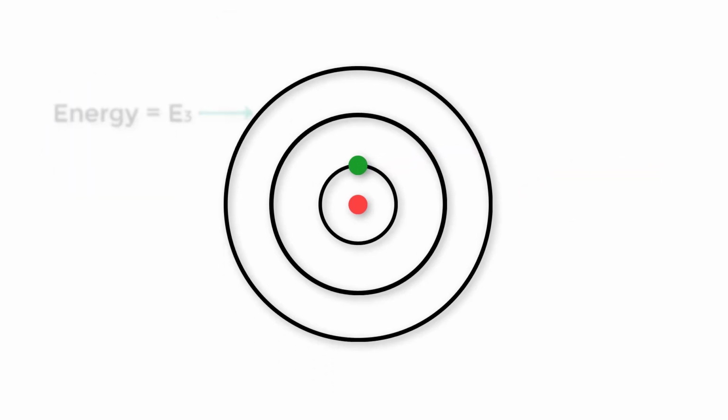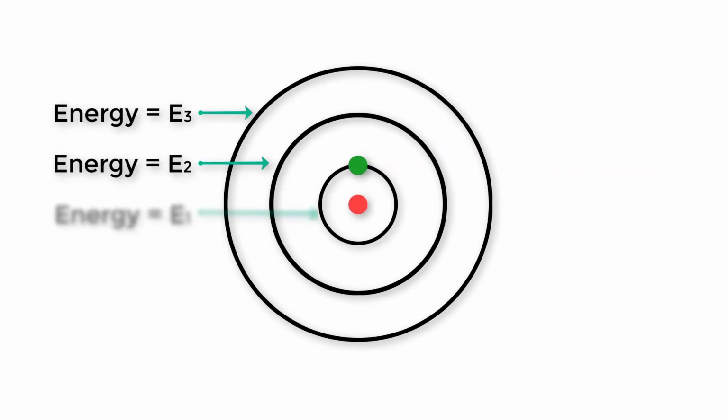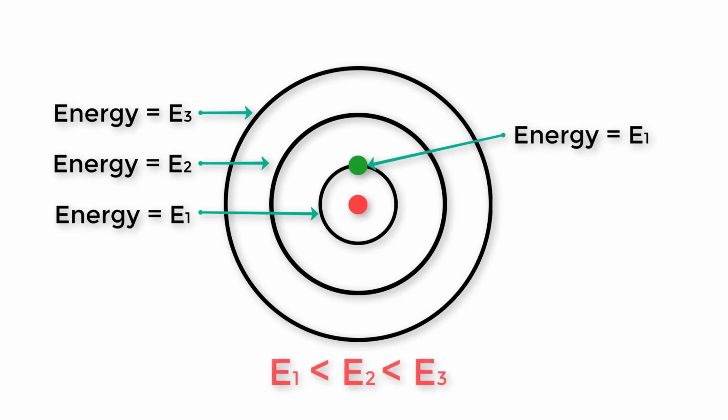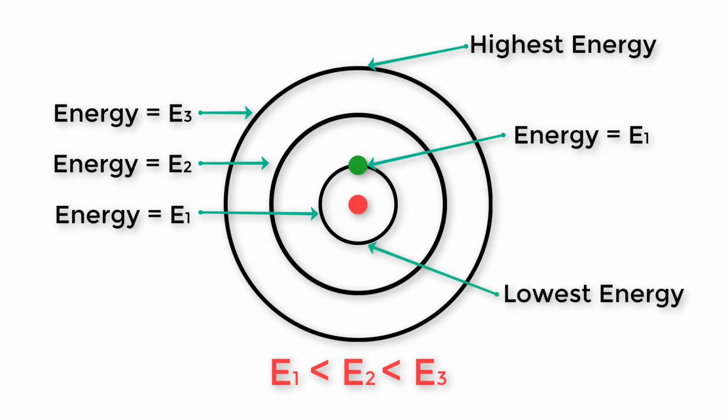Each orbit has a fixed amount of energy associated with it. The electrons moving in a particular orbit possess the energy of that orbit. The larger the orbit, the greater is its energy. It becomes clear that outer orbit electrons possess more energy than the inner orbit electrons.